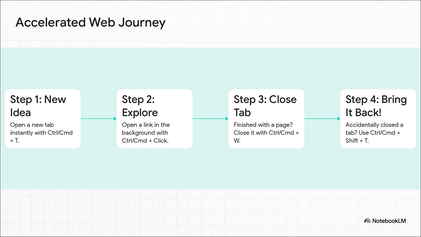You're reading an article, you see a link that looks interesting. Instead of losing your place, just hold down Control or Command and click the link. It'll open in the background for later. Done with the tab? Control W. It's gone. Whoops, closed it by mistake? Here's the magic trick. Control Shift T brings it right back. No panic, no stress, just flow.